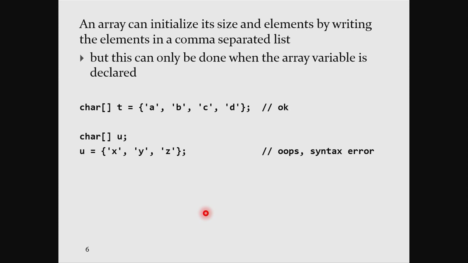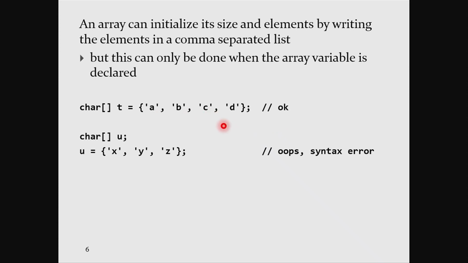OK, so an array can initialize its size and its elements by writing the elements in a comma-separated list. So it looks like there are these things called array literals, but there aren't. You can only do this when you declare the array. If you wrote down brace A, B, C, D and just left it somewhere, the compiler wouldn't accept that as legal Java code. This is what's called an array initializer. It looks like a literal, but it's not.